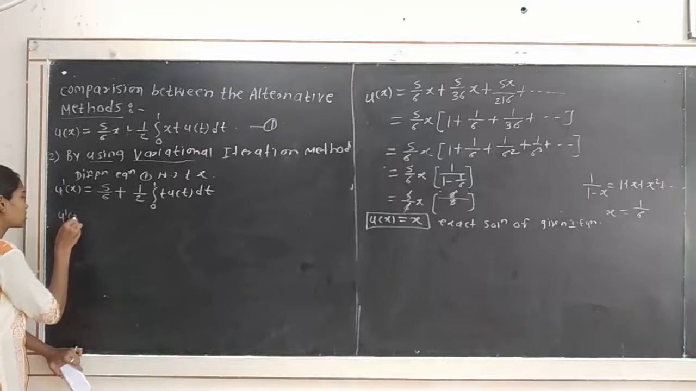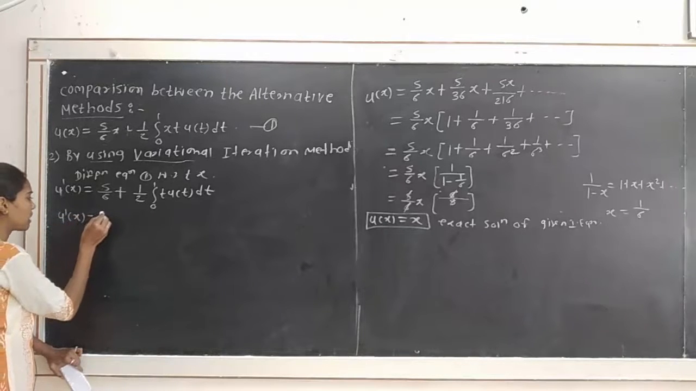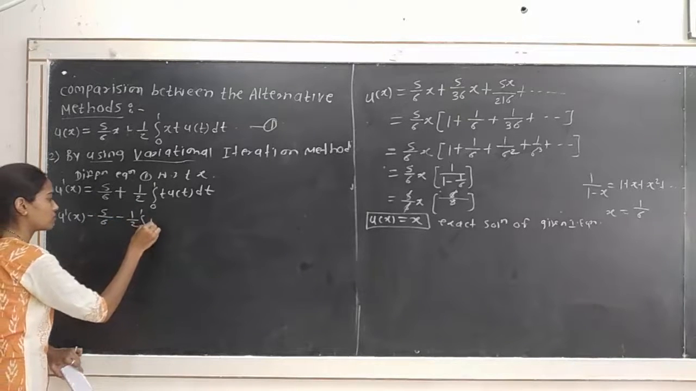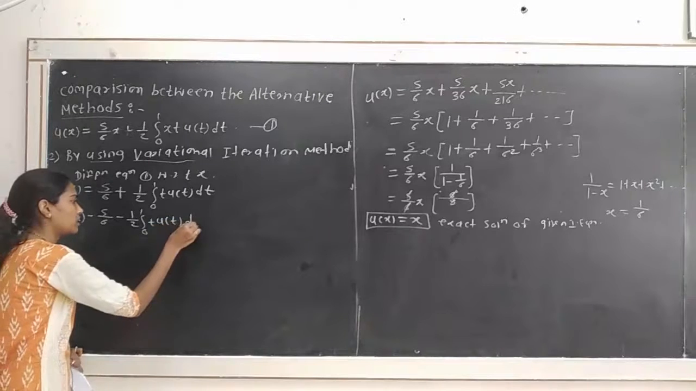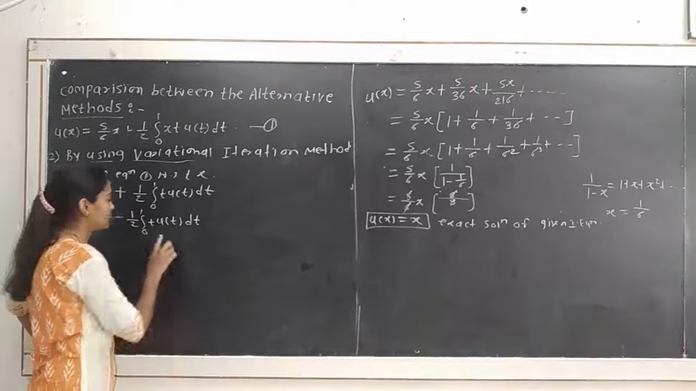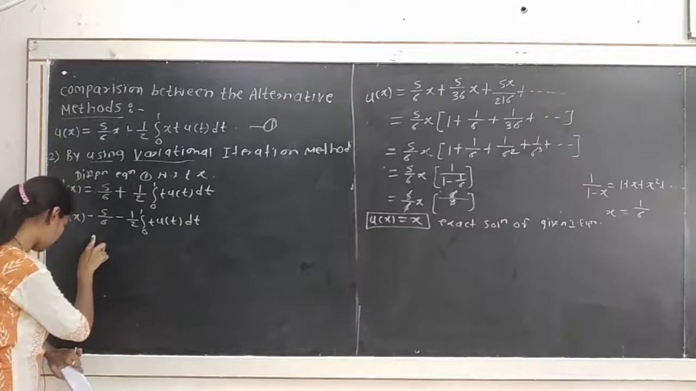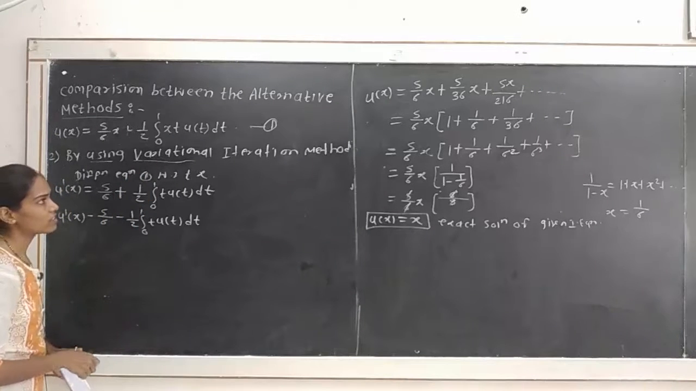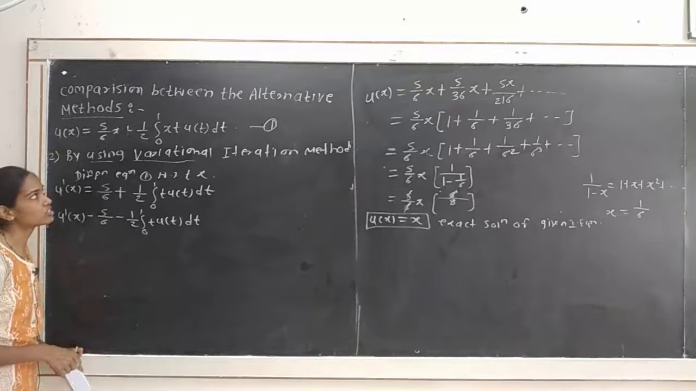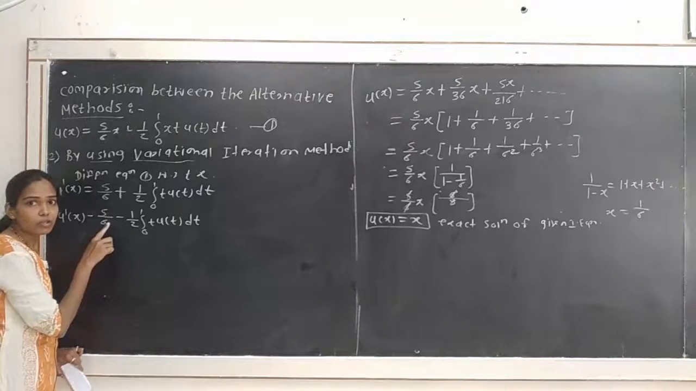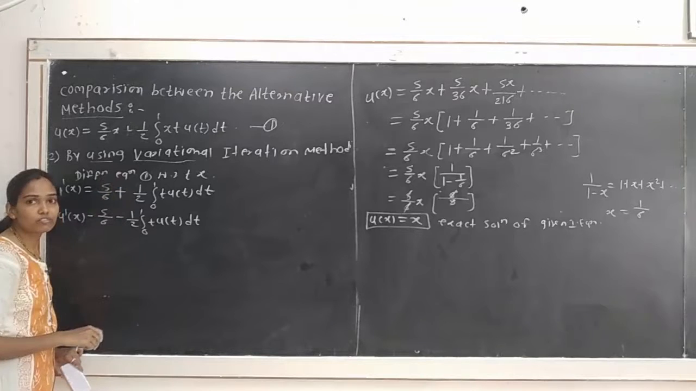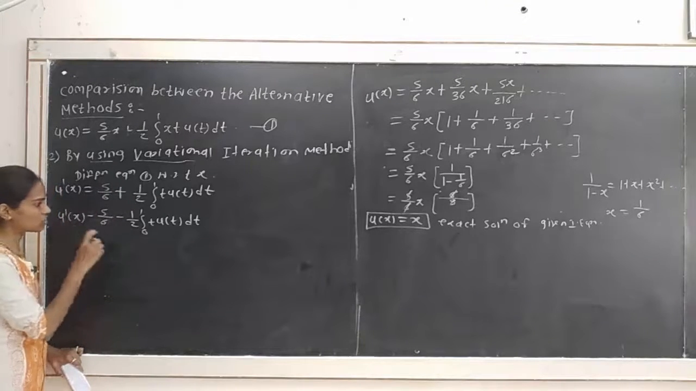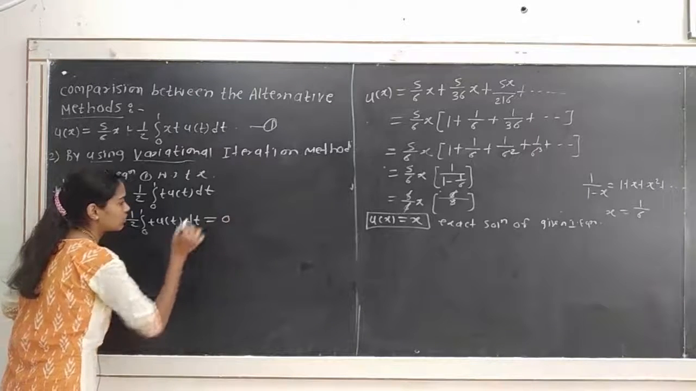Then we write this equation as u dash of x is minus 5 divided by 6 minus 1 by 2 integration from 0 to 1 t into u of t dt. Okay, because we have to use this equation in solving the given integral equation by using variational iteration method. That is, in variational iteration method we use the correctional functional, so in the correctional functional we have to use this equation.